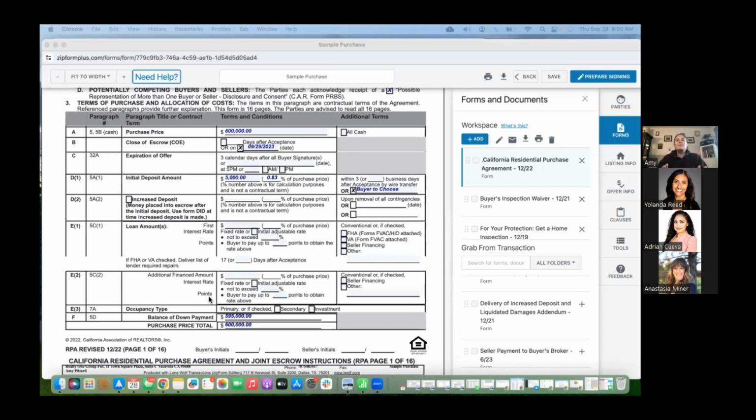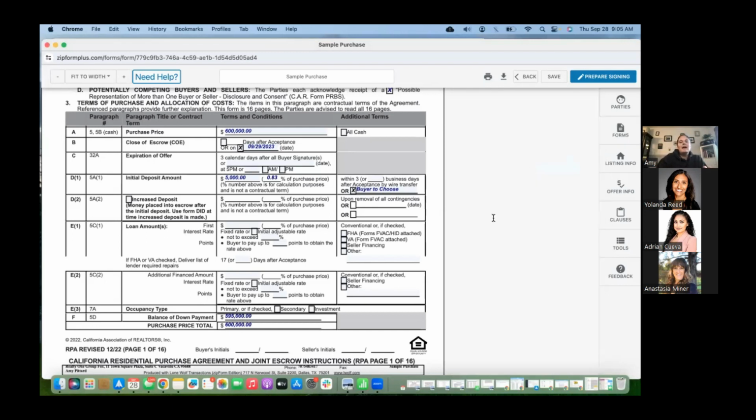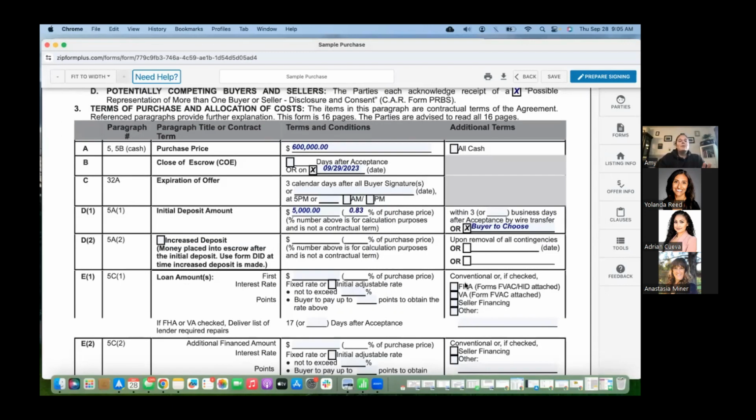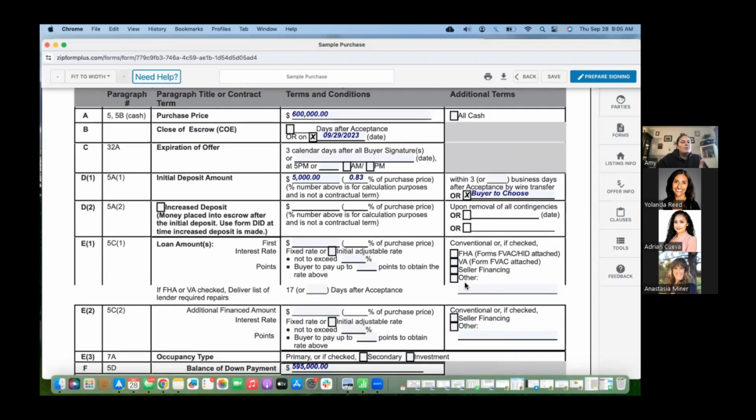So I have on my screen pulled up the residential purchase agreement. And I want to bring your attention to this because this is a really important fact. Here on your residential purchase agreement in your grid form on E1, so 3E1, where it talks about the loan, you're going to put in your loan amount and your interest rate. And then over here, it defaults to conventional.